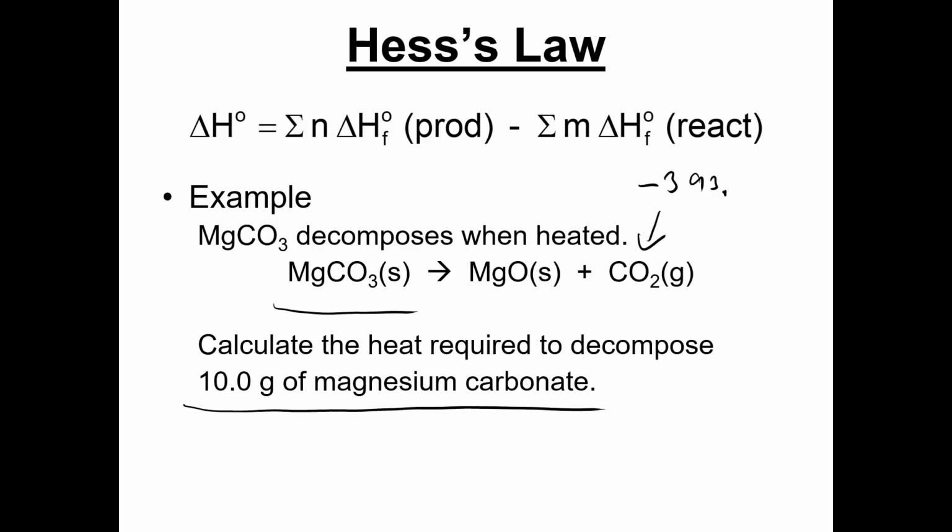Magnesium oxide is negative 601.6, and magnesium carbonate is minus 1111.7 kilojoules. The units here are all kilojoules. They're kilojoules per mole, but the per mole of course goes away when we calculate the delta H for the reaction. Okay, so it's just for the reaction, right?